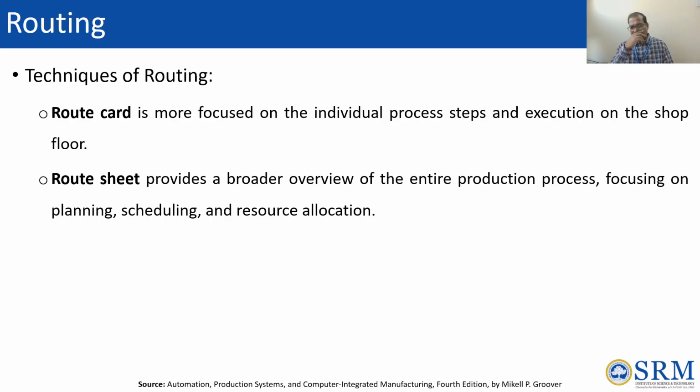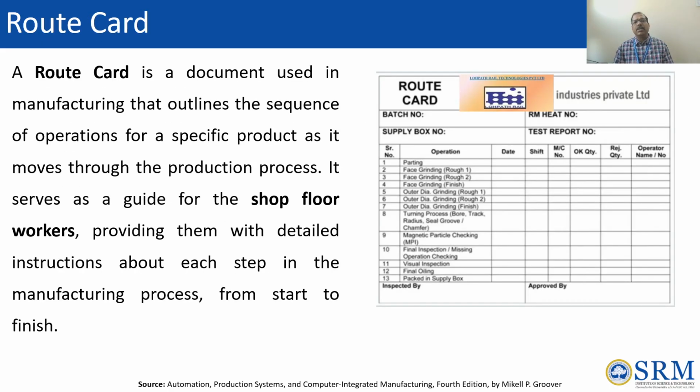So, route sheet and route card. The route sheet is the broader one, the biggest one, under which we have the route card. But the route card will go to the shop floor, focused on individual processes, while the route sheet provides a broader overview of the entire production process and focuses on planning, scheduling, and resource allocation. So the route sheet is the master; under the master, if we have subclasses, then we can go with the route card. The right side shows an example of a route card.